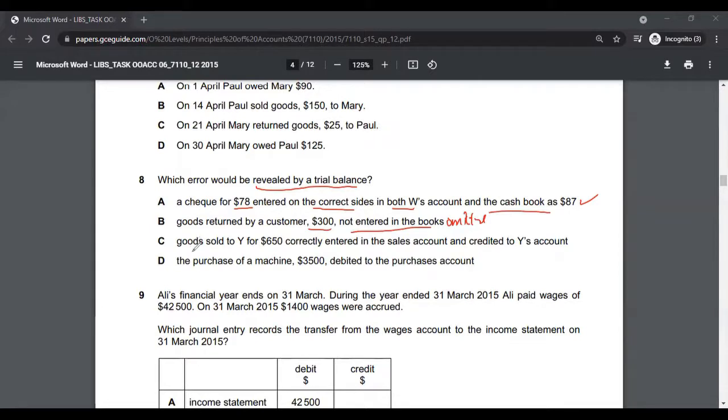Option C, goods sold to Y for $650 correctly entered in the sales account and credited to Y's account. Now, this is a sale. This should be a debit to Y's account. So the answer to multiple choice 8 is option C. This will create a non-balanced trial balance.